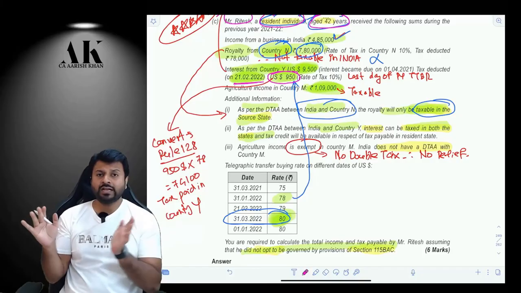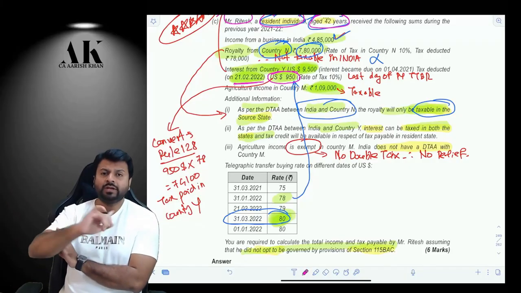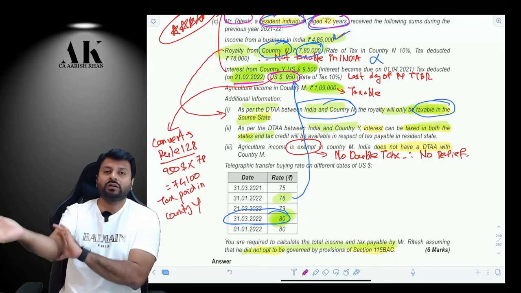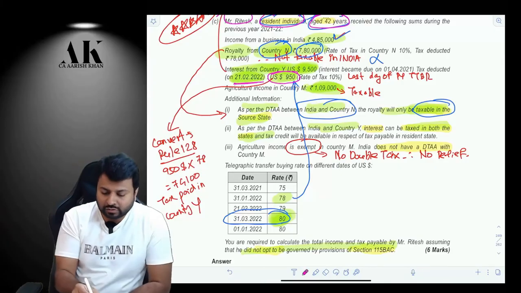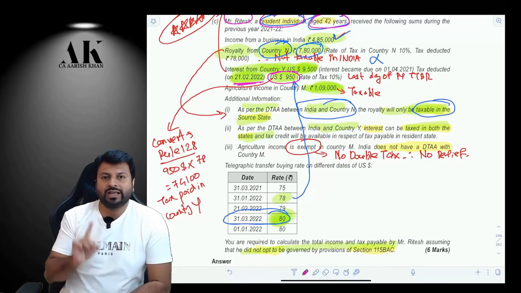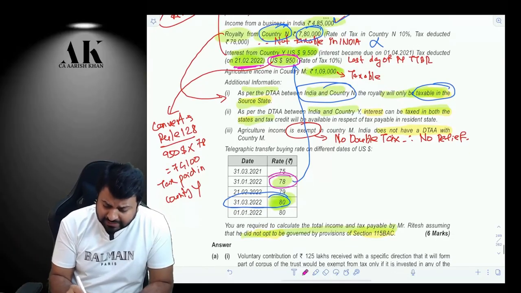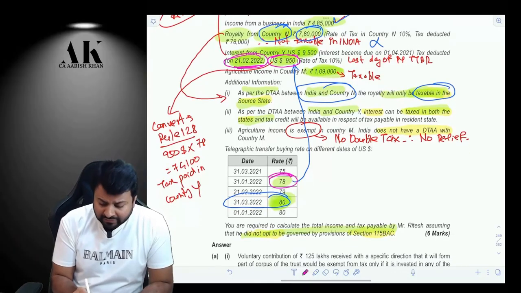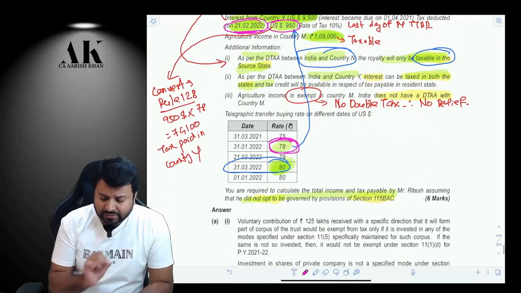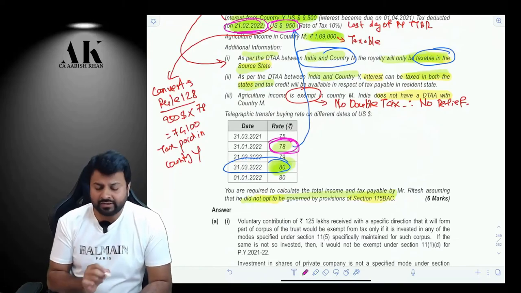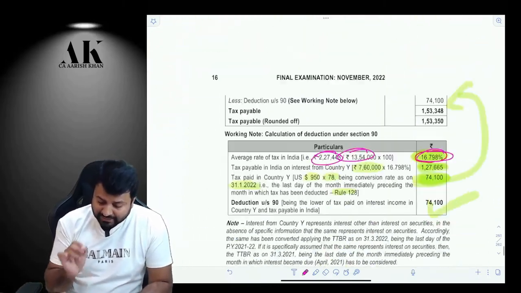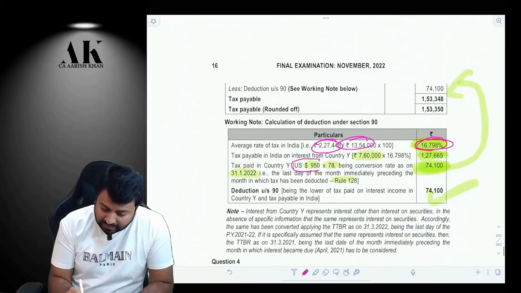There are two different rules. 115 is to convert foreign income into Indian income, and 128 is to convert foreign tax into Indian tax. So how to convert this tax? This tax has to be converted as per TTBR as on the last day of the preceding month. This was deducted in February. Therefore, the last day of the preceding month comes to January 31st. So you have to convert this 950 as per Jan 31st. So that's what is done over here. 950 into 78, and this is 74,100.